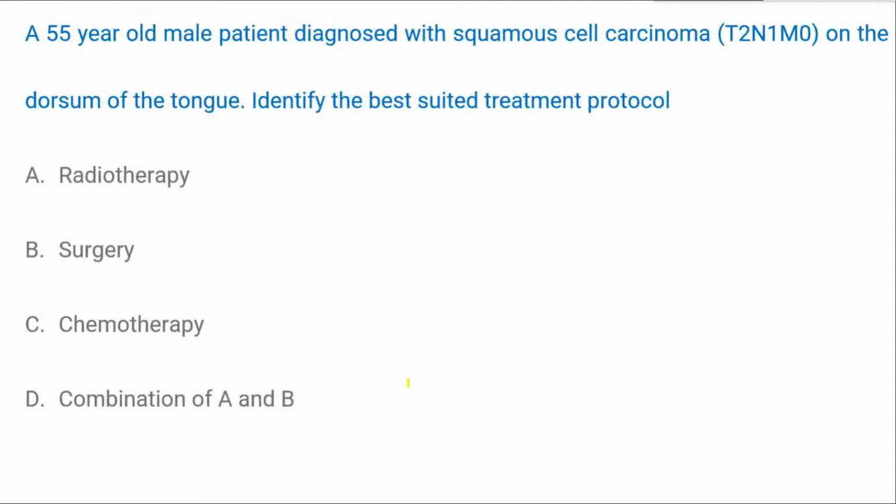Again, this is about TNM staging. A 55-year-old male patient is diagnosed with T2N1M0 on the dorsum of the tongue. Identify the best suited treatment protocol. I have led the answer towards the question I have given, because we are not very sure of what T is given, but still, for T2.